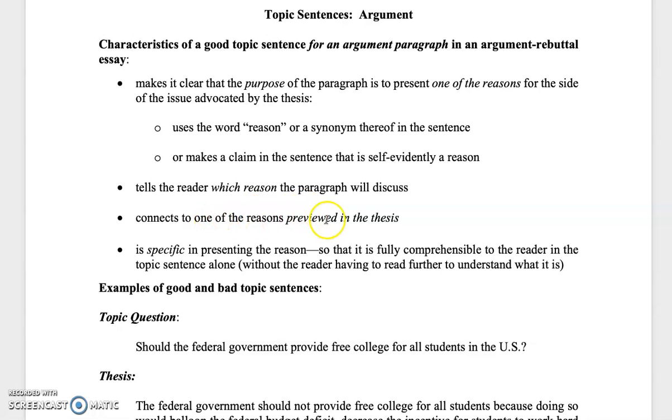Then you need to tell the reader which reason you're going to discuss in that paragraph. And of course, that needs to be one of the reasons that you previewed in your thesis. And lastly, you need to be specific in presenting that reason so the reader can understand it just in the topic sentence. They don't have to read later. They can tell what the reason is in the topic sentence alone.